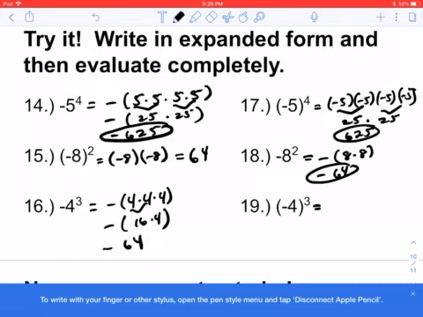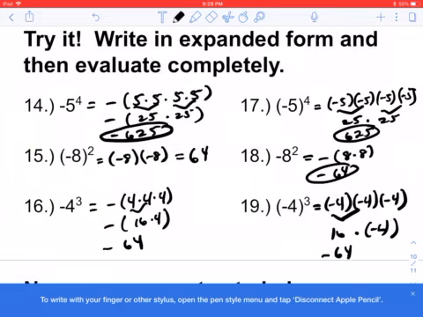And then this last one, the parentheses are holding that negative on, so it's negative 4 to the third power. Negative 4 is your base. So that's going to give us 16 times negative 4. Oops. So that's also negative 64. So you'll notice these two came out the same. Think about why that might be.